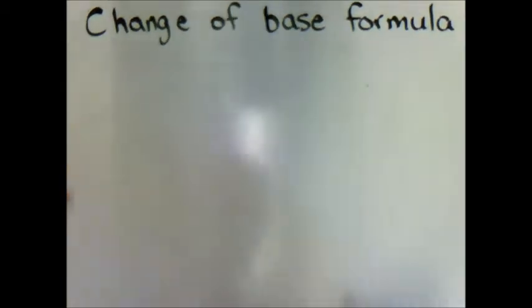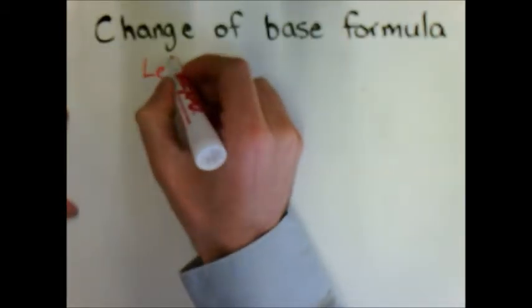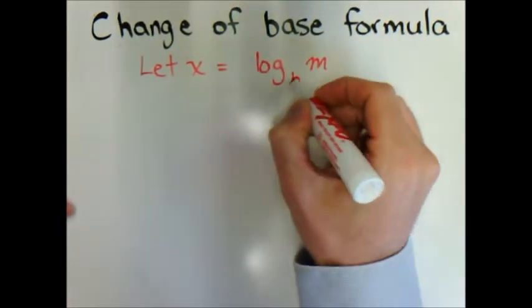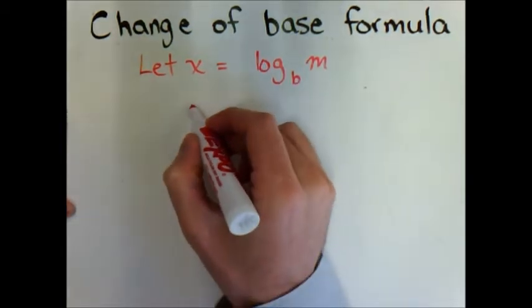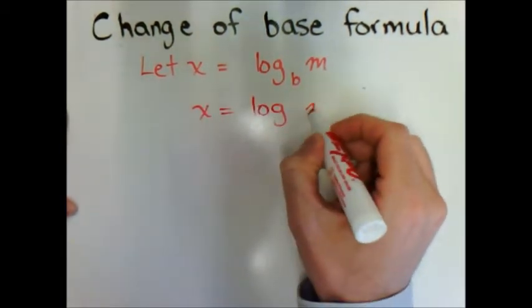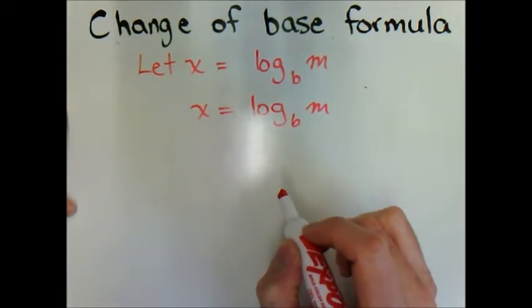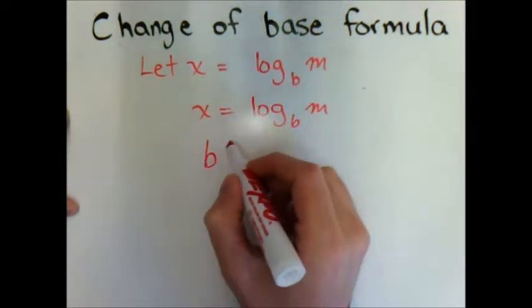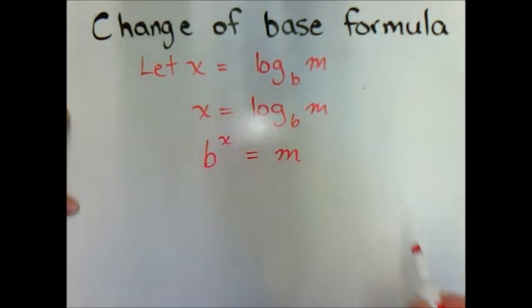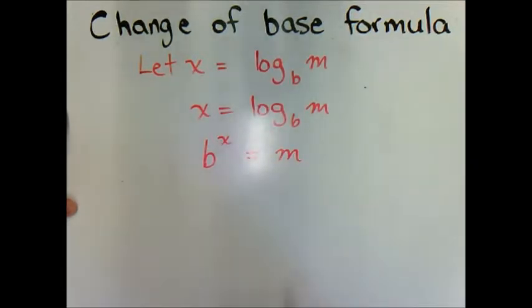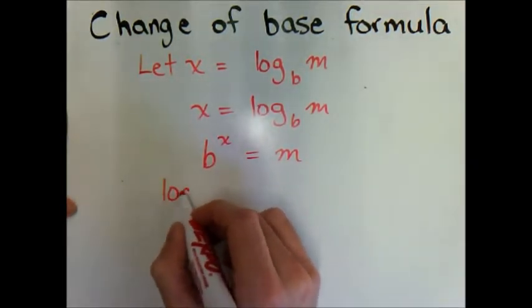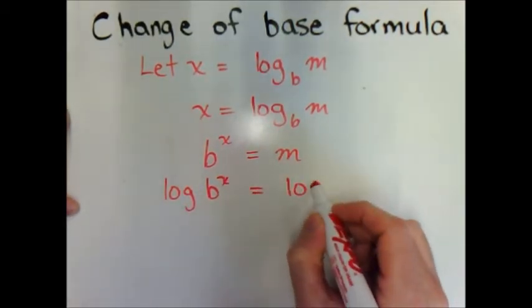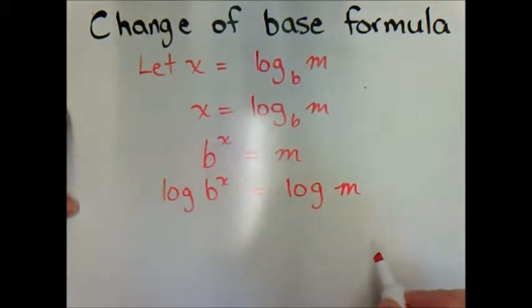Let's explain before we write it officially on the bottom. We're going to let x equal the log of m to the base b. If I want to write this in exponent form, all I'm saying is that b to the power of x equals m. Now I can take the common log of both sides, so the log of b to the power of x is equal to the log of m.